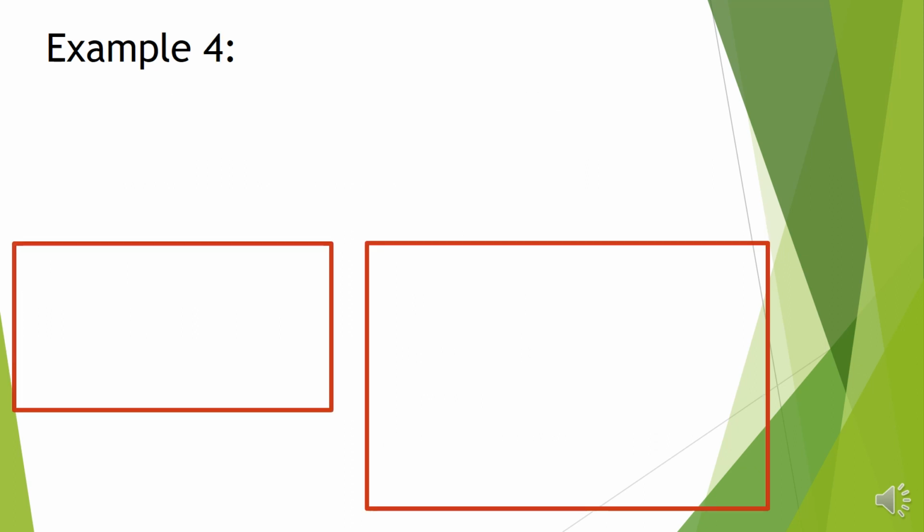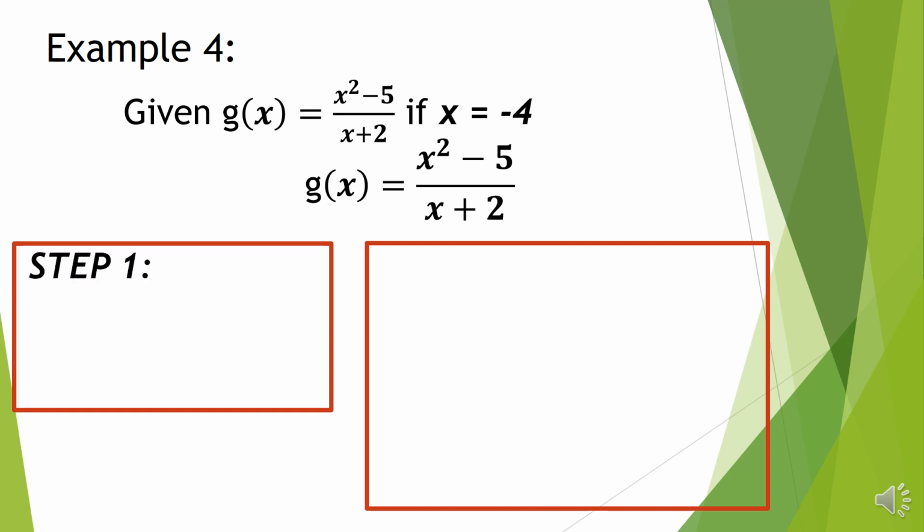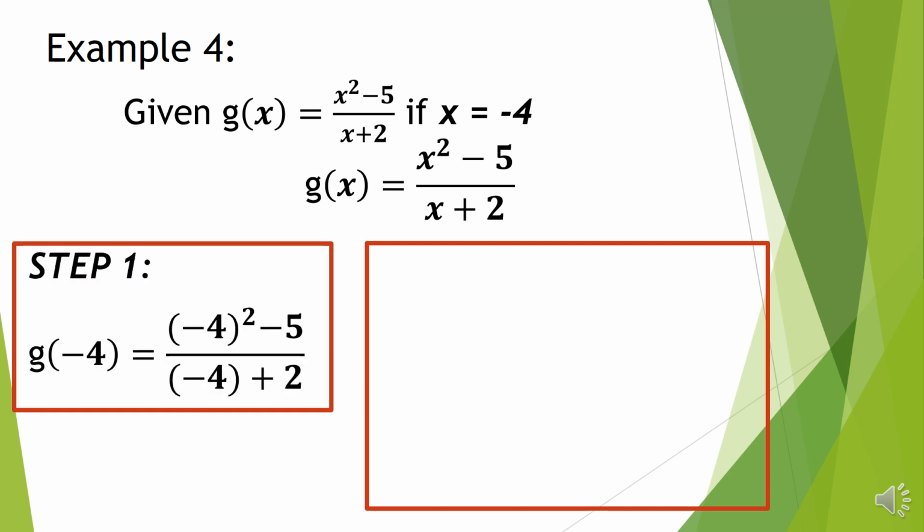Example number 4. Given g of x is equal to x squared minus 5 all over x plus 2, if x is equal to negative 4. From the given function g of x, we will now replace x by negative 4. So that is our step number 1. So you have observed, all of our x become negative 4.